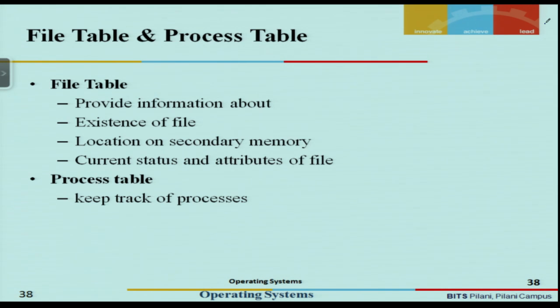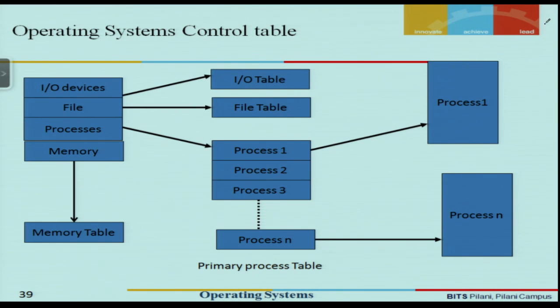And then finally we have a process table, which keeps track of all the processes. Diagrammatically, as I said, we have predominantly 4 types of tables: the memory table, process table, file table, and IO table. There would be an IO pointer pointing to an IO table. Similarly, file table, and processes would be pointing to the primary process table, where the number of processes would be there.